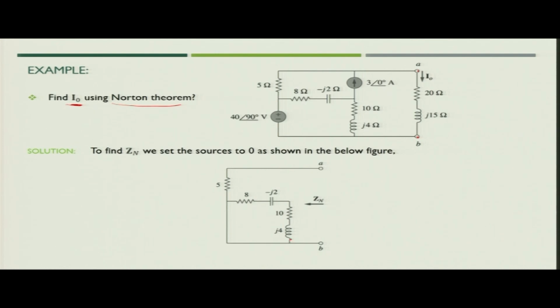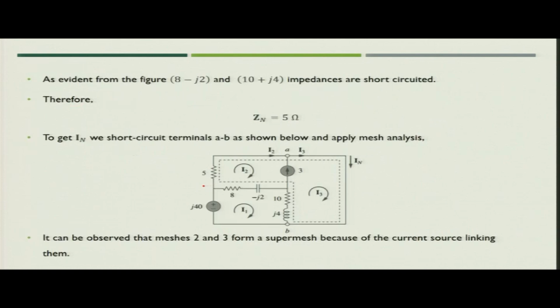So, this will be shorted because you have a voltage source connected and which was short circuited. So, this particular leg will be completely short circuited. Then in that case the Zn will be left with only 5 ohm resistance. So, what you can say, your Norton's equivalent impedance is 5 ohm. Next task is you need to find out the value of In.